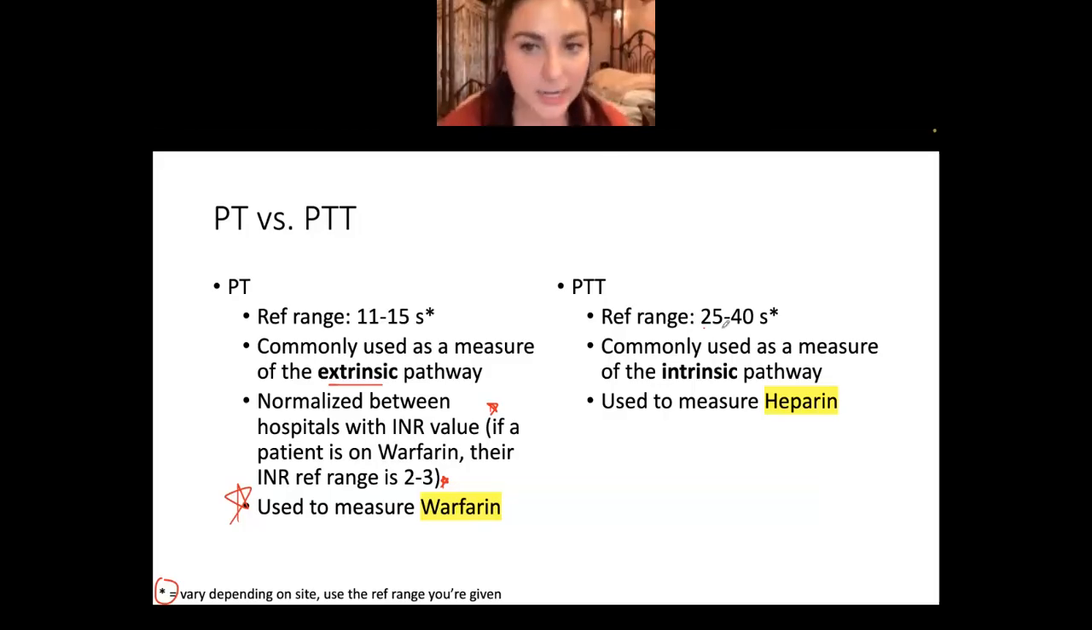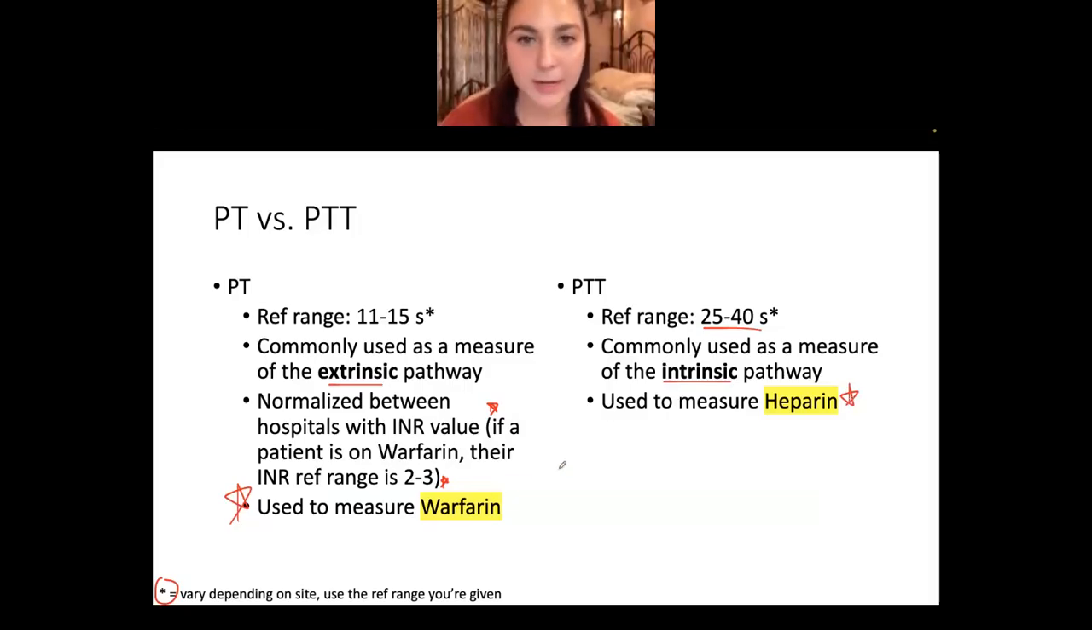Versus a PTT, this reference range is longer. Like I said, it's used to measure the intrinsic pathway. And like I said, this is extrinsic plus common because the common pathway is included within the extrinsic and within the intrinsic. But I just mean very specifically, the PTT measures the intrinsic pathway down to the common, and the PT measures just the extrinsic all the way down to that fibrin clot through the common. And then the PTT is used to measure heparin.